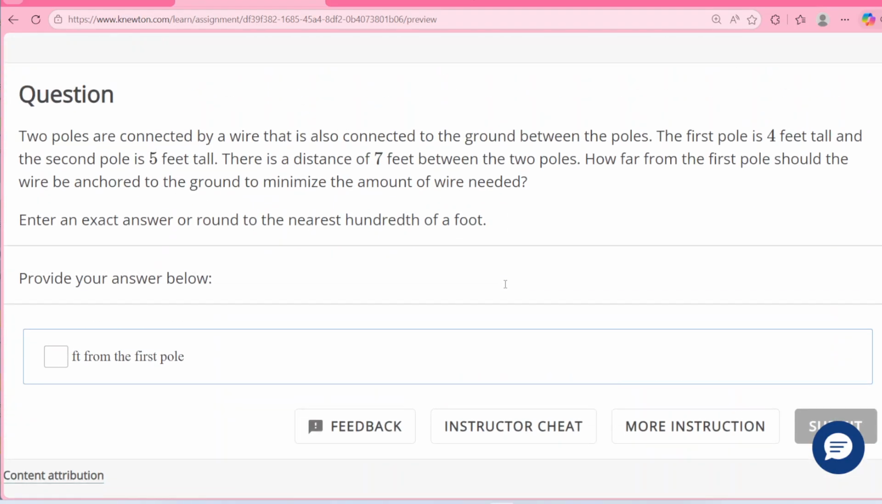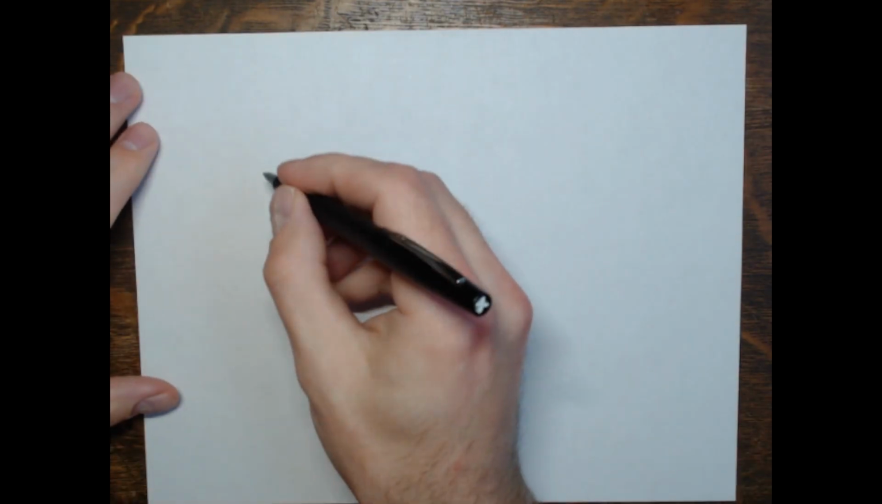All right, so the distance or travel time. Okay, so here, two poles are connected by a wire that is also connected to the ground between the poles. The first pole is 4 feet tall, second pole is 5 feet tall. There is a distance of 7 feet between the two poles. How far from the first pole should the wire be anchored to the ground to minimize the amount of wire needed? So this is that one where I could use the reflection property, which I will do here. Just go back and look at that first problem on minimizing distance. So here's what's going on.